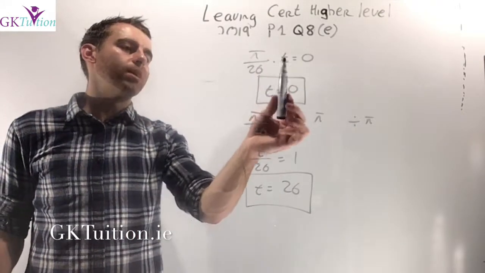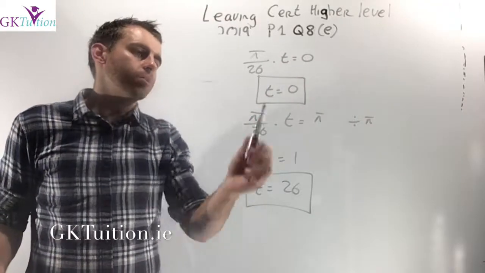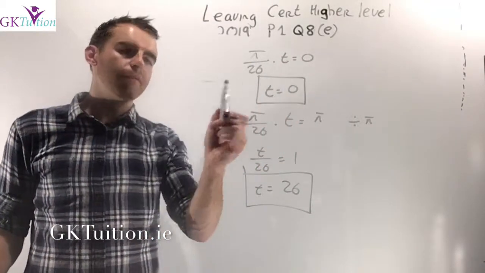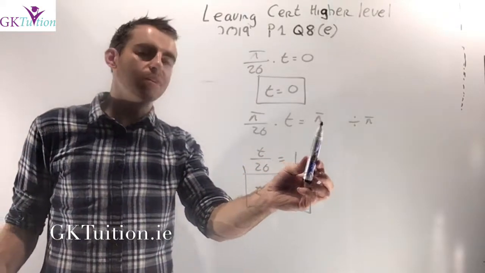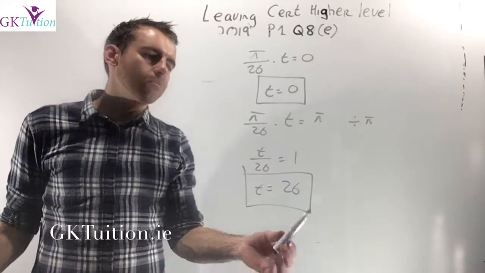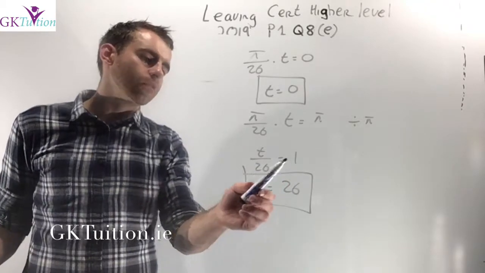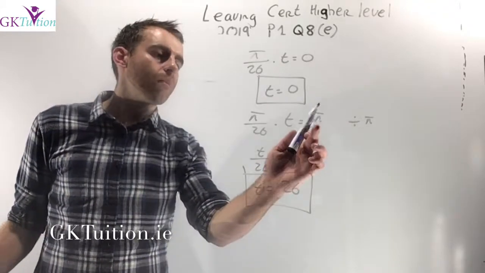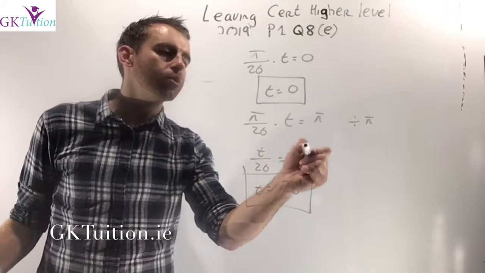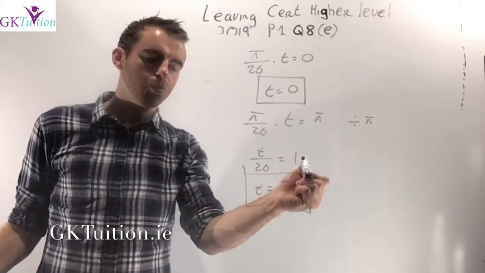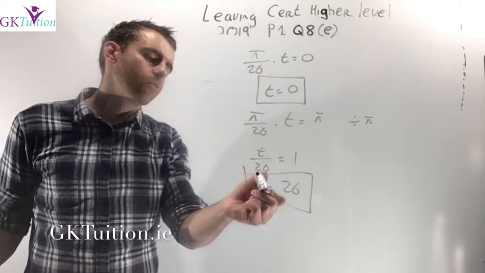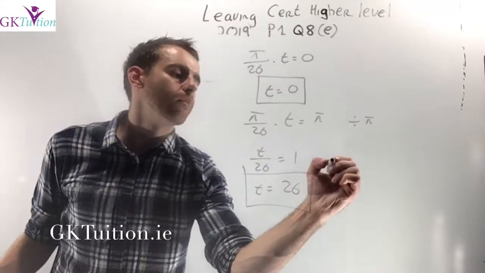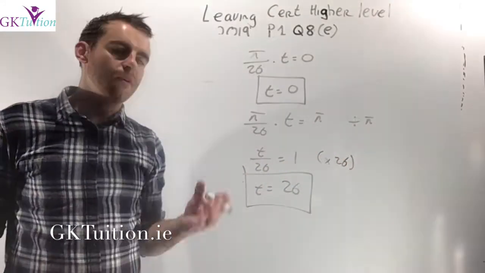It's relatively straightforward now. I can say that pi over 26 times t equals 0, which means that t must be equal to 0. That's my first scenario. On the other hand, pi over 26 times t is equal to pi. If you divide both sides by pi, you end up with t over 26 is equal to 1, because remember, the pi's aren't actually cancelling. We're dividing pi into pi and we're left with 1. So here all I need to do is multiply both sides by 26, and my final answer there is t equals 26.